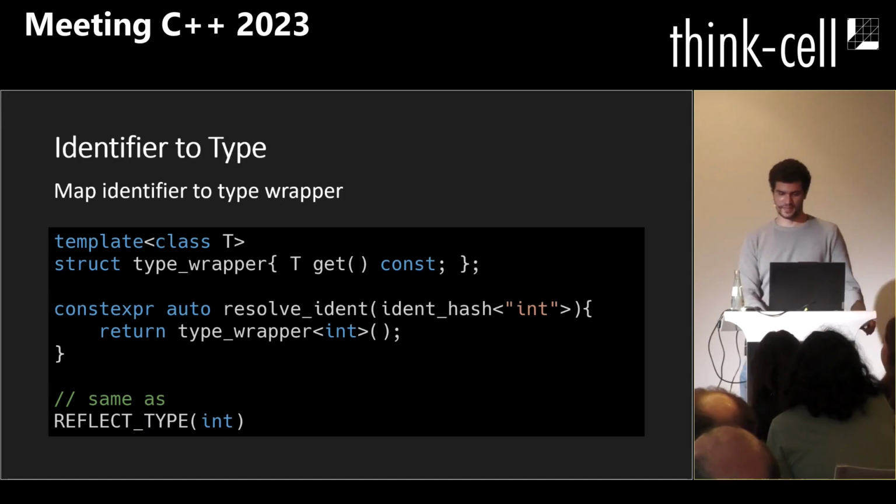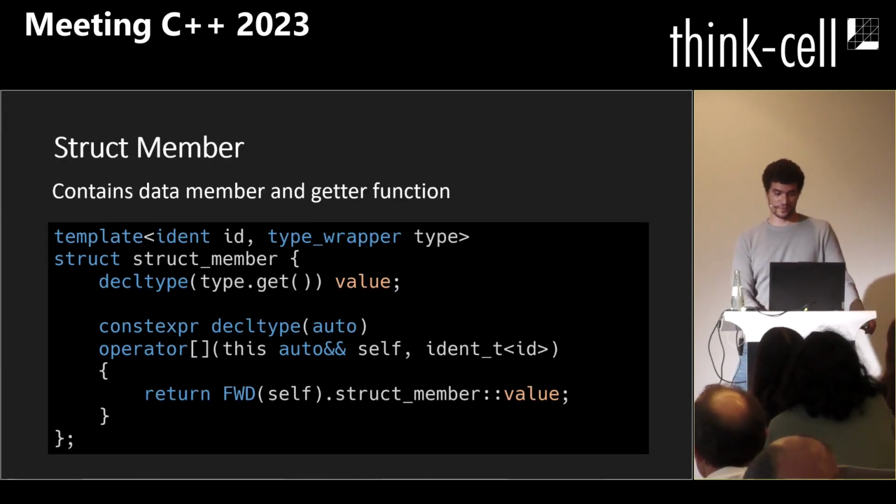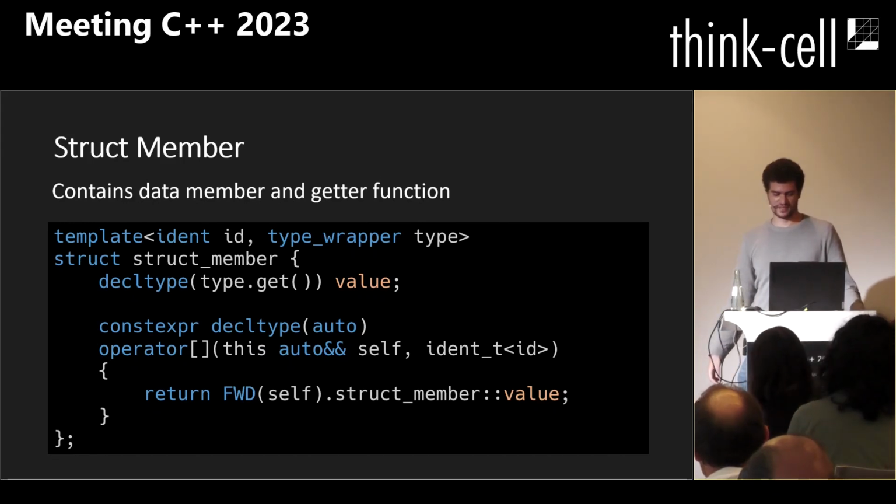We can use this type wrapper class to pass around the type as a value. Then create a resolve identifier function that maps an identifier to a type wrapper. And that way we will be able to get a type by an identifier. We will use this struct member type to implement a single data member of our final struct. It takes an identifier and type wrapper as template parameters.